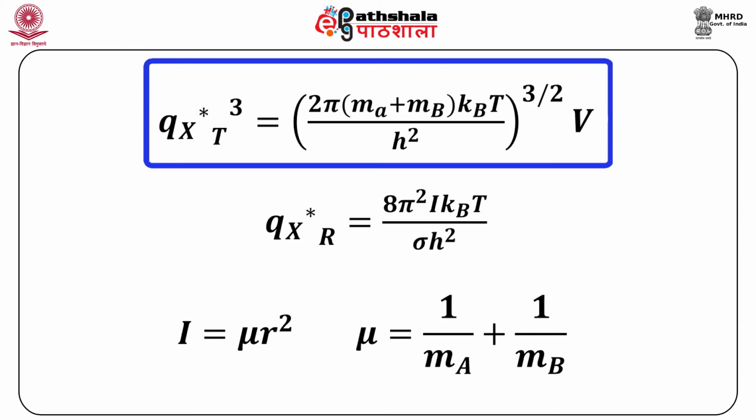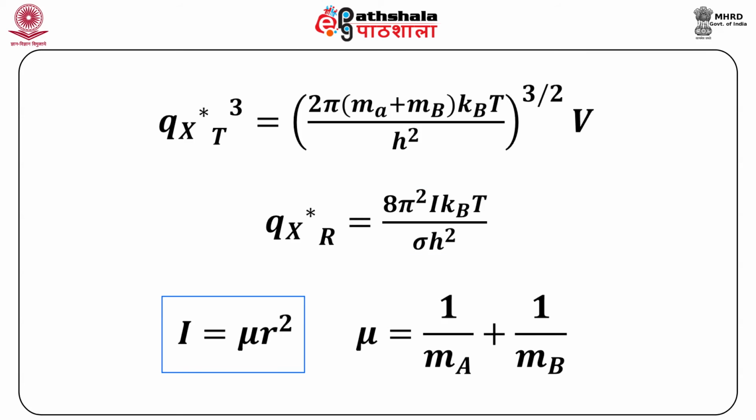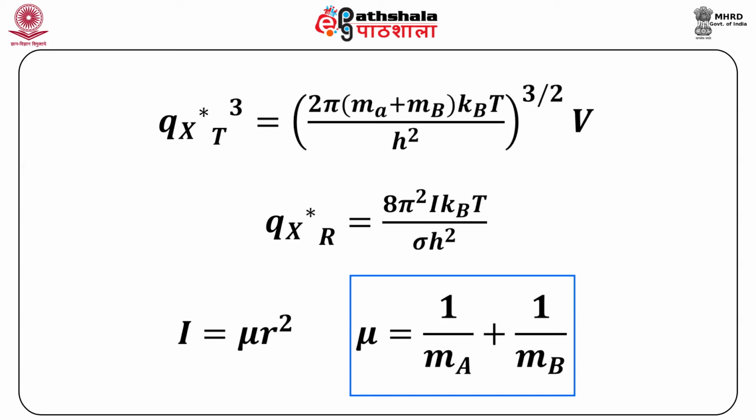So, for the transition state complex, we have Qt cube, that is Qx star T cube, as 2 pi (Ma plus Mb) kBT upon h square whole to the power 3 by 2 into V, and Qr takes the form 8 pi square I kBT upon sigma h square, where I is the moment of inertia, which is expressed as the product of reduced mass and R square, where R is the internuclear distance taken as (dA plus dB) upon 2, and mu refers to the reduced mass, and sigma is the symmetry number, which is taken as 1 for a heteronuclear molecule.